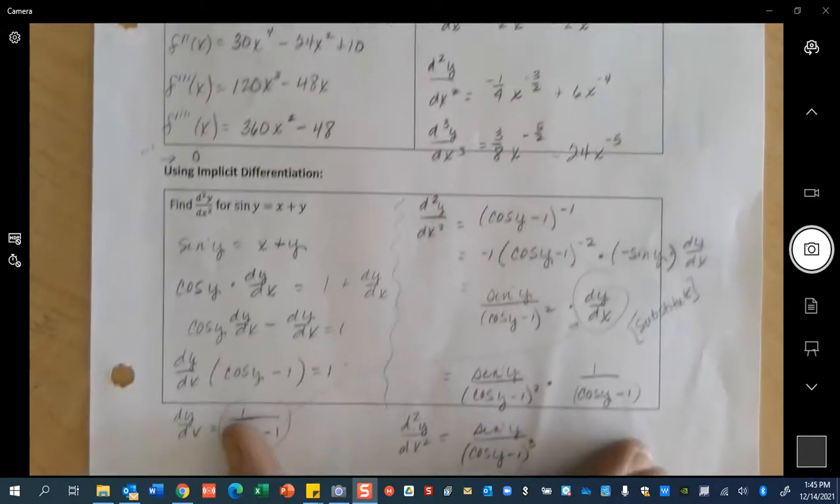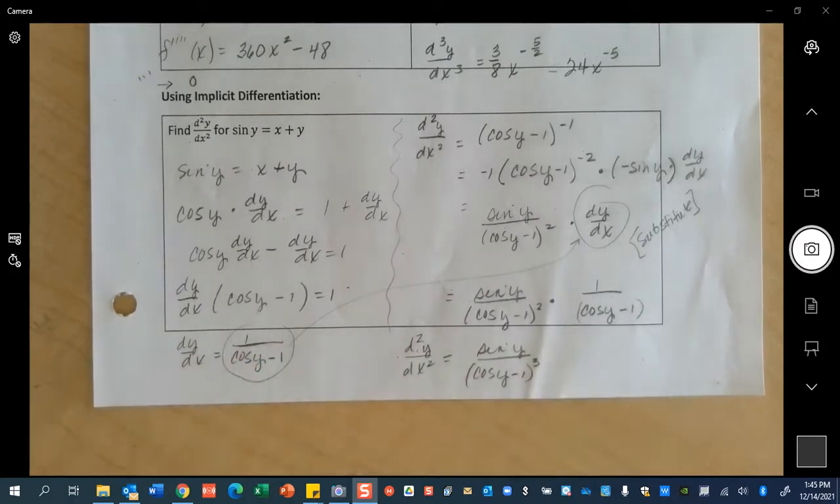If you have an implicit situation, because y is somewhere in the middle of the equation, you're going to be taking the derivative of y, and you're going to end up with the dy dx. So when you solve for dy dx, you have a chance of still having a y in the equation. So when you go to take the second derivative and you end up with a dy dx, what you need to do is substitute what dy dx was equal to in, and then continue going.